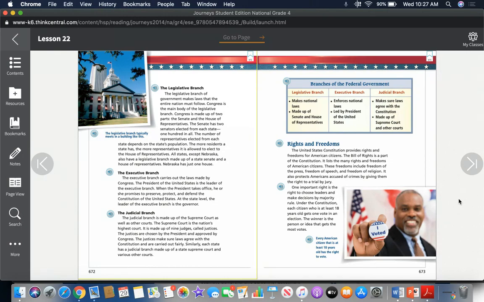One important right is the right to choose leaders and make decisions by majority rule. Under the Constitution, each citizen who is at least 18 years old gets 1 vote in an election. The winner is the person or idea that gets the most votes.